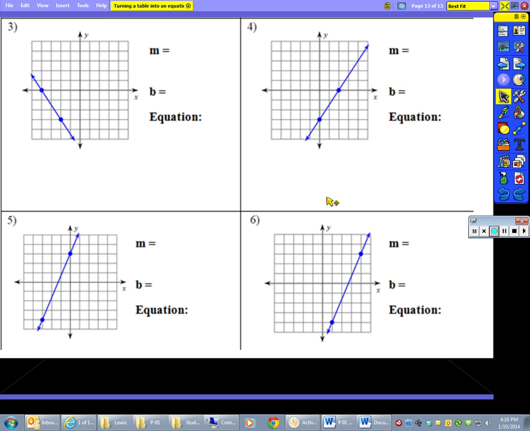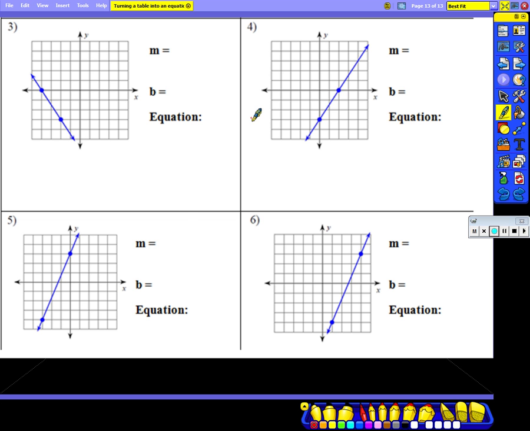Alright, so here we go. Problems 3 through 6. I'm going to do 4 problems on this one recording because once you watch the first 2, I spent a little more time on the first 2. It's all the same. You get the hang of it.